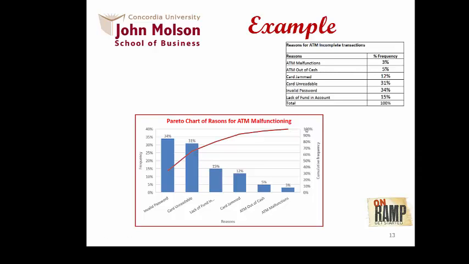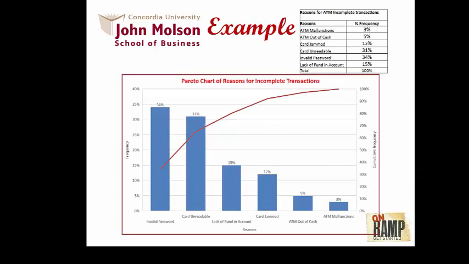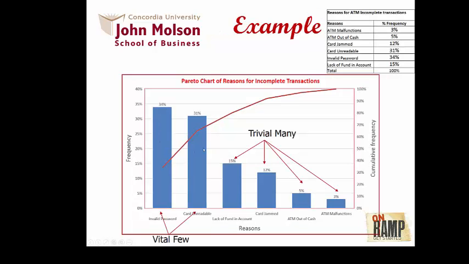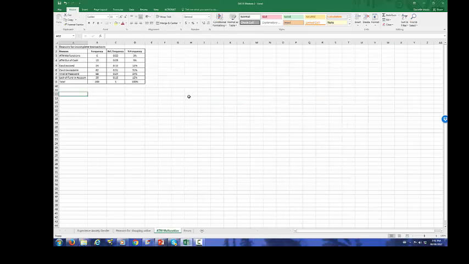So this is the Pareto chart, and if we look at it more carefully, we see that the first two correspond to my vital few. They cover just those two reasons, covering 65%. And the others are considered the trivial many. They are important, but they are not as important as the first ones. So let us go back to Excel and see how we can reproduce this ATM malfunction chart.